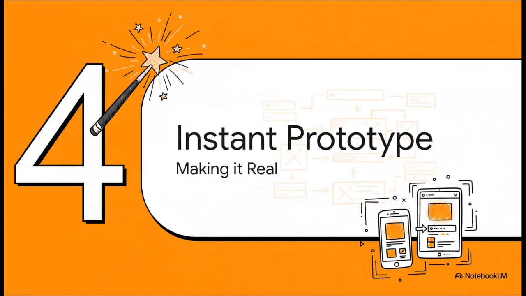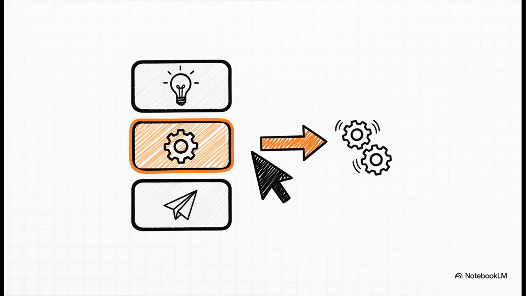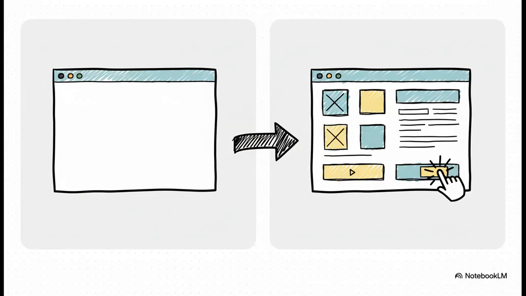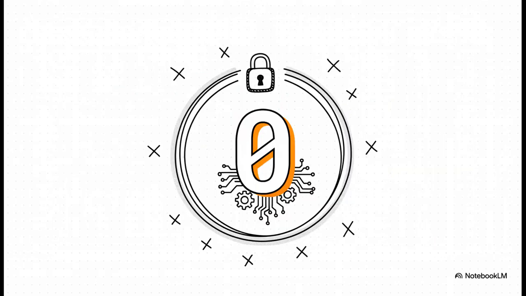Okay, this is where it gets really cool. We're going from that list of ideas to an actual instant prototype. All you do is pick one from the list, and with just one more click, the preview window just comes to life. What was an empty box is now a live, runnable micro prototype. You can actually click around and get a feel for it. It's wild.